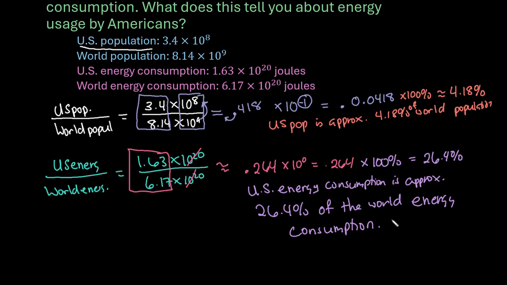Okay, so if we look at this, that means that although the US population is only 4.2% of the world population, or 4.18% of the world population, we use almost 26% of the world energy consumption. So it definitely shows that the US population uses more energy than other countries do.